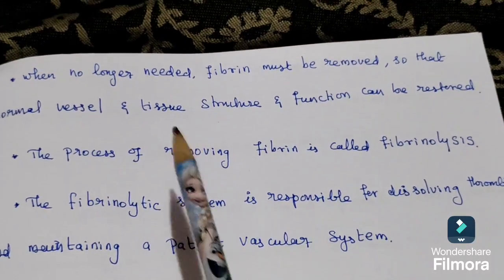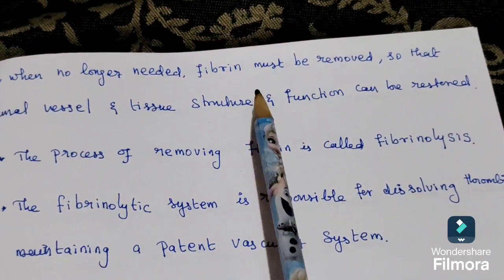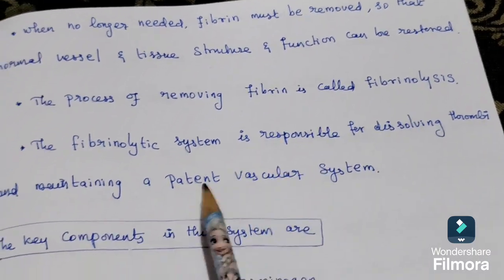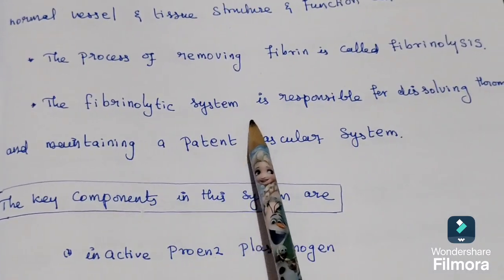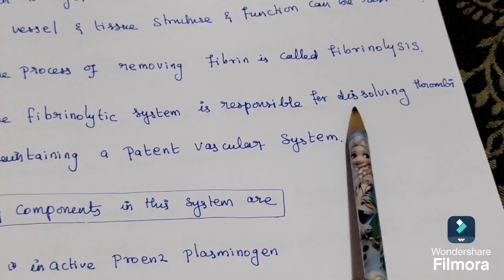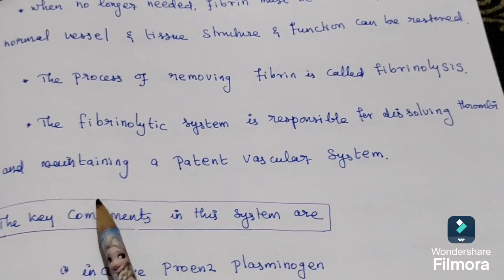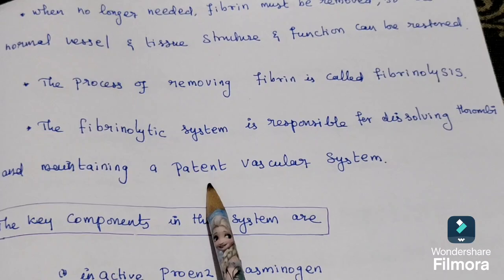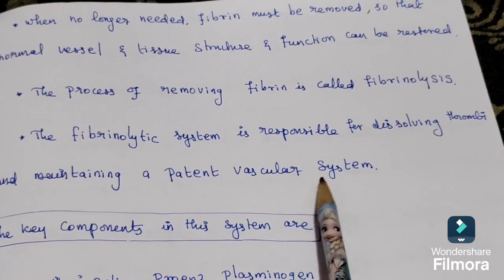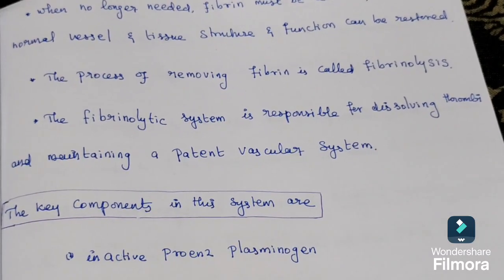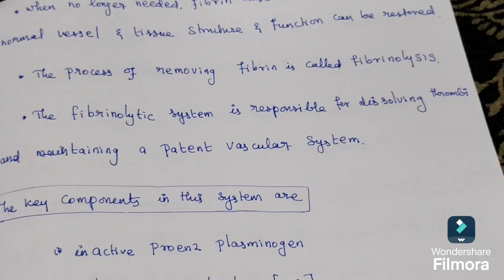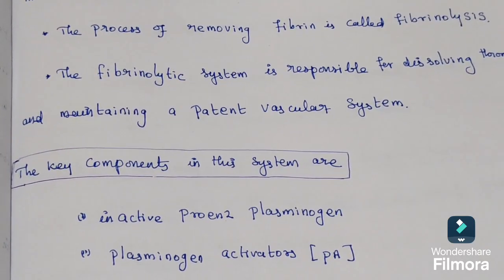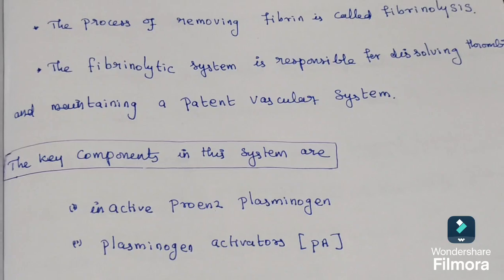When no longer needed, fibrin must be removed. That process is called fibrinolysis. The fibrinolytic system is responsible for dissolving thrombi and maintaining a patent vascular system.